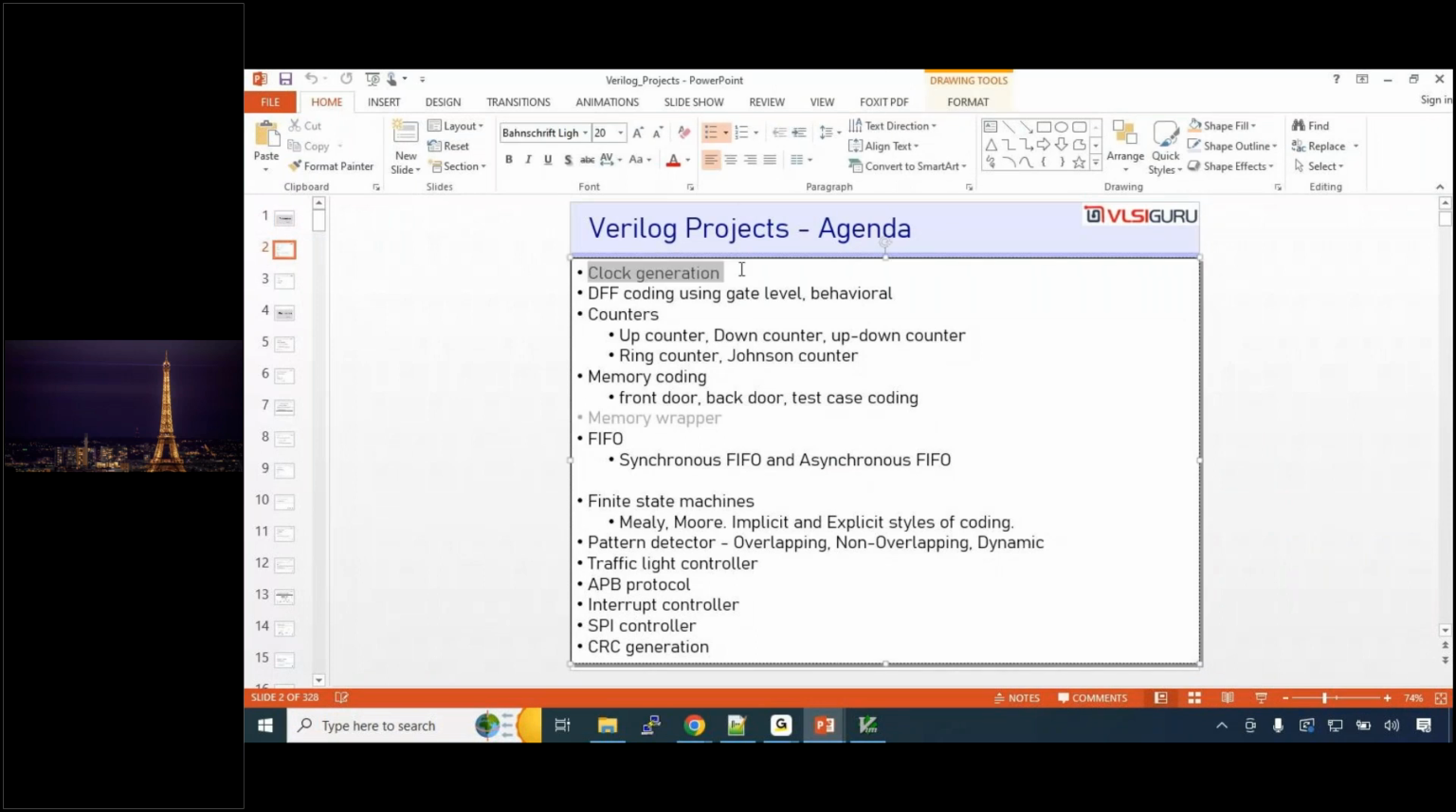The clock generation, D flip-flop concepts, the various types of counters, the memory coding and verification, memory design and verification. Then we cover FIFO, synchronous FIFO, asynchronous FIFO, then state machines. Then we cover pattern detector, traffic light controller, interrupt controller, SPI controller, CRC generation. So many projects get covered in Verilog projects. And what is the cost for this?